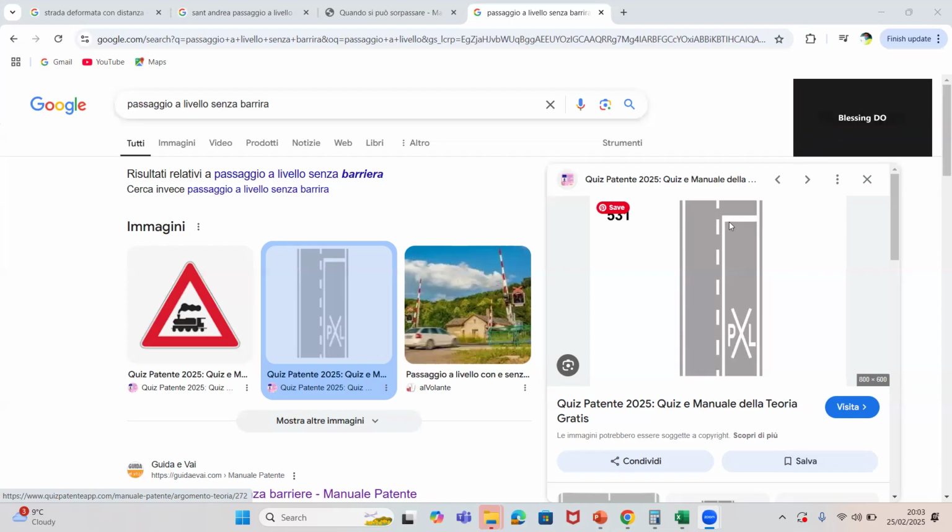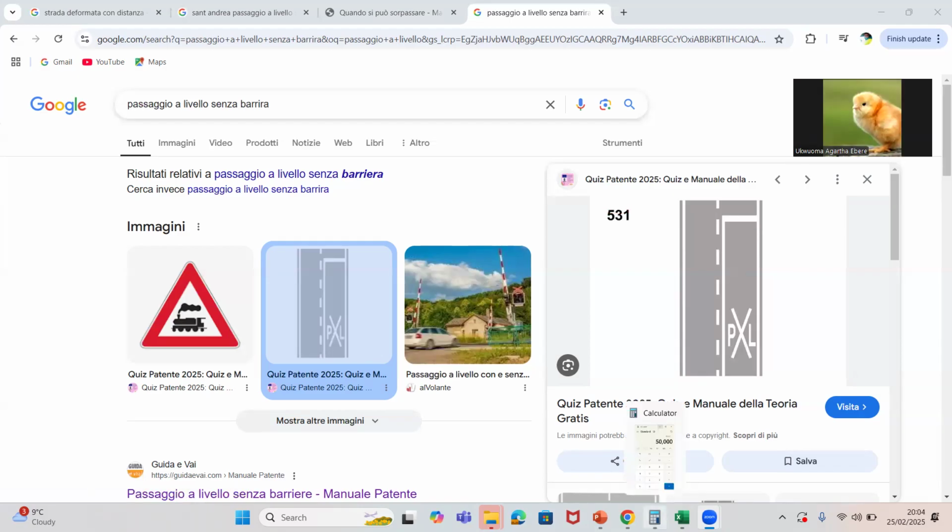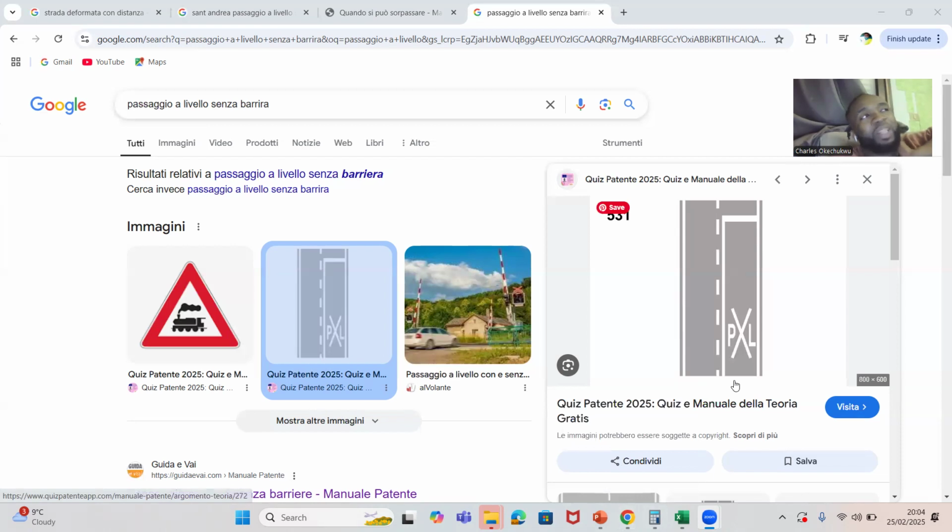I didn't ask you guys about passaggio a livello. I showed you guys this box. That's the name of it. I explained it very well. I said, what's the name of this box? Not passaggio a livello. The name of this box.